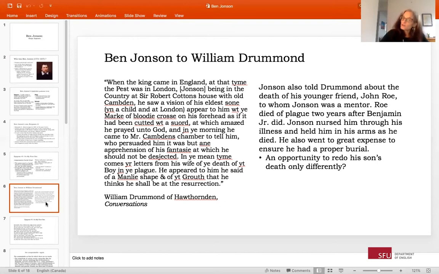If he didn't have the dream, which is also possible, but he believed he had that dream, then if he manifested the memory of this dream vision, memory is so hard to pin down and subjective, that certainly tells us something about the trauma that Johnson carried with him after his son's death.